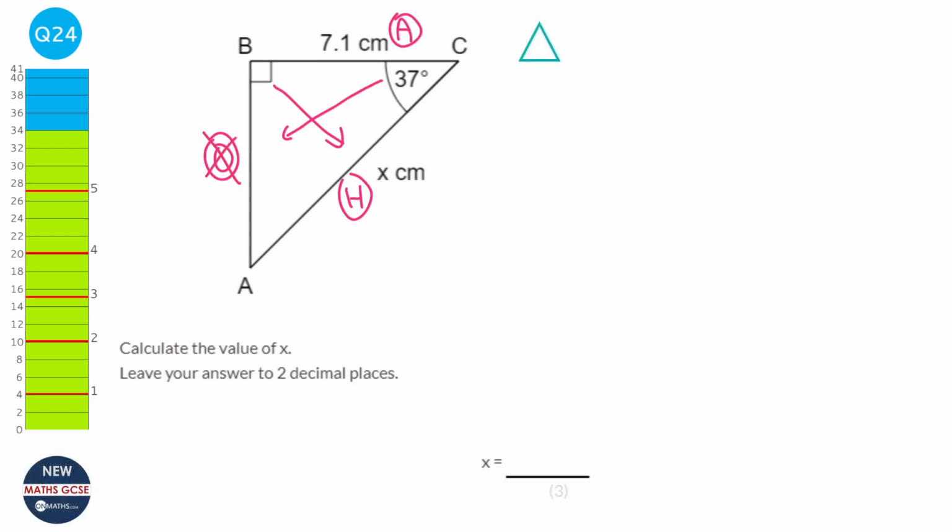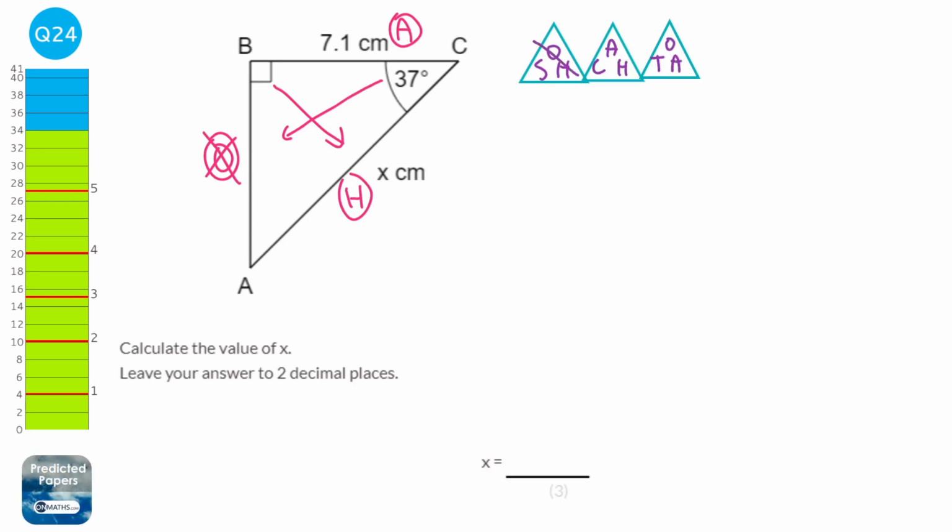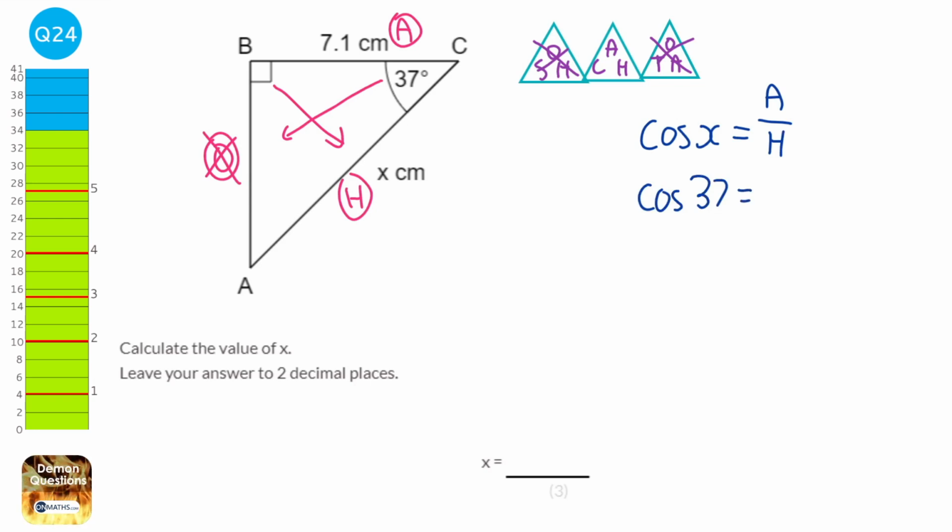And we're next going to draw our triangles for SOHCAHTOA. And we cross out the opposite, so we're not looking at a sine or tan, we're going to be looking at the cos. So it would be cos the angle, or cos x, equals A over h. And the angle is 37, so cos 37 equals 7.1 over x.